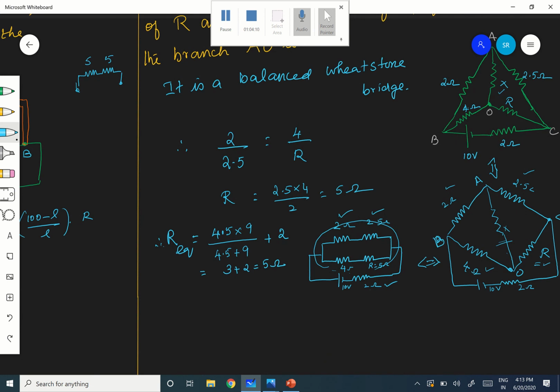You are asked to find out only the current. Therefore, current I in the circuit is equal to V by R. Therefore I is equal to E by R equivalent. E is 10. 10 by 5. That is nothing but 2 amps.